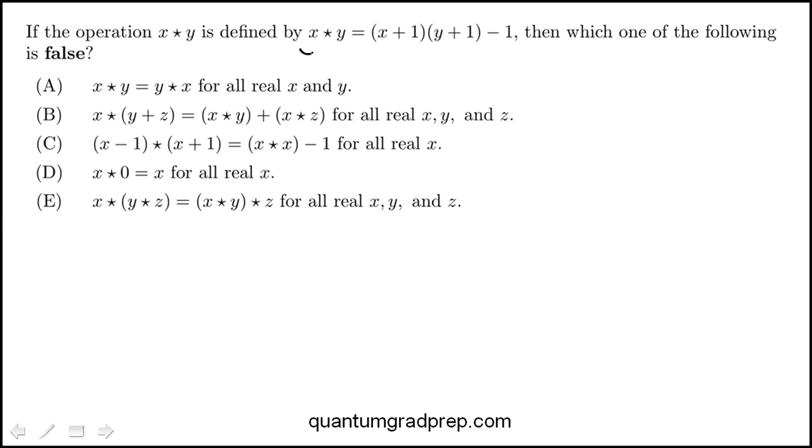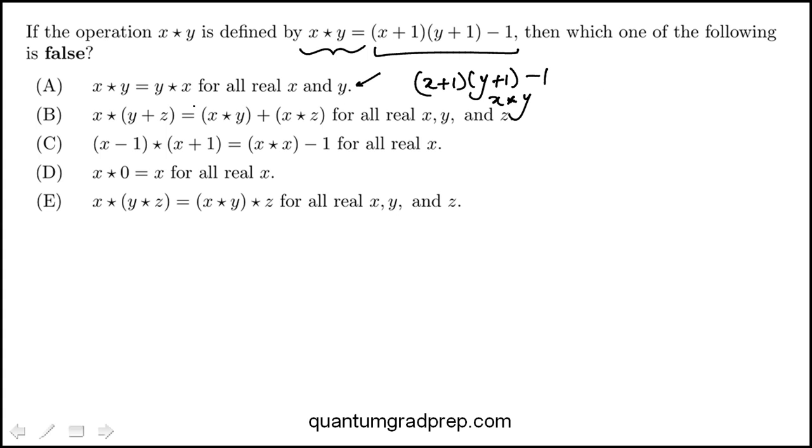So in this question, we're given this binary operation, which is defined by this expression, and we need to figure out which of these choices is false. So I'll start with A, and I'm going to use an algebraic approach, and I'll show you also how to use numbers later.